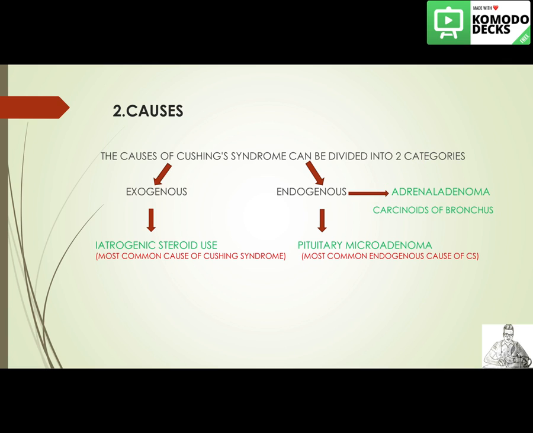carcinoma, and pheochromocytoma. Please take note that when the question is what is the most common cause of Cushing's syndrome, the answer is iatrogenic steroid use. And when the question is what is the most common endogenous cause, then the answer is pituitary microadenoma.